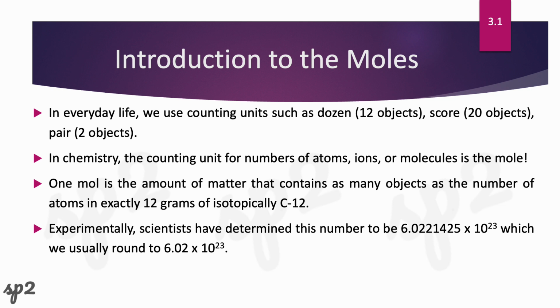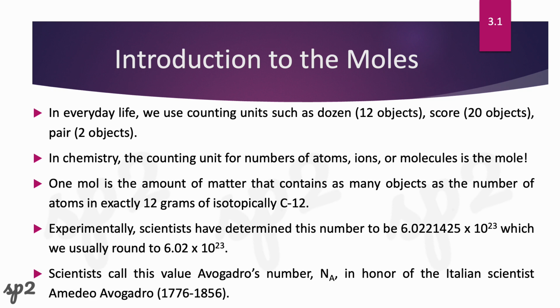Experimentally, scientists have determined this number to be 6.0221425 times 10 to the 23, and we typically round this to 6.02 times 10 to the 23. Scientists call this value Avogadro's number in honor of the Italian scientist Amedeo Avogadro.